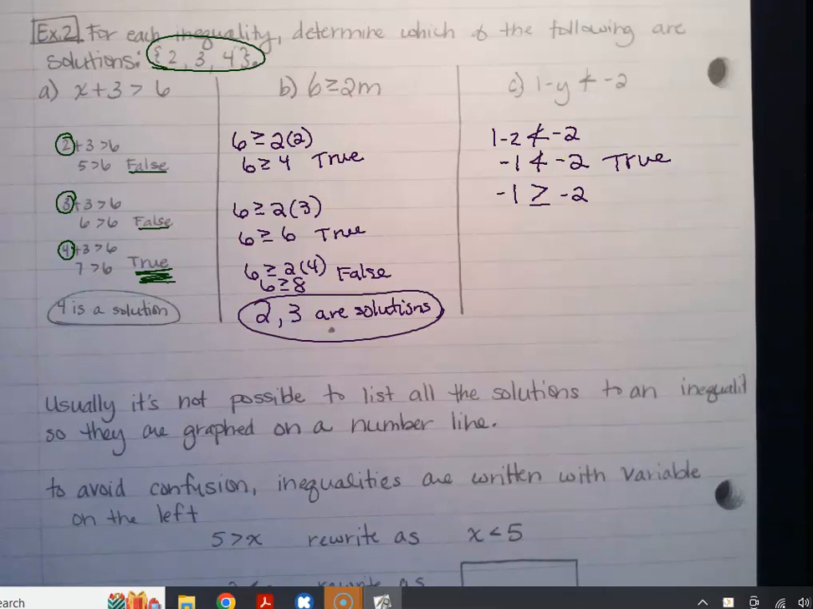All right, let me change colors here for the next one. All right, Cheyenne, give me the next problem. 1 minus 3 is not less than -2. Okay, so what's 1 minus 3? -2. So -2 is not less than -2. So true. So I'm going to rewrite this, and we're going to say -2 is greater than or equal to -2. Yay. True.